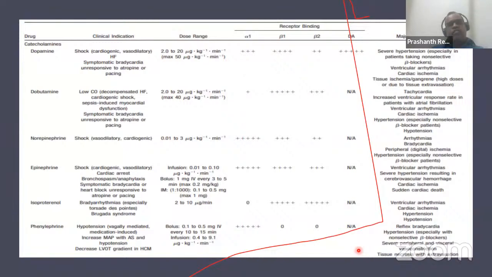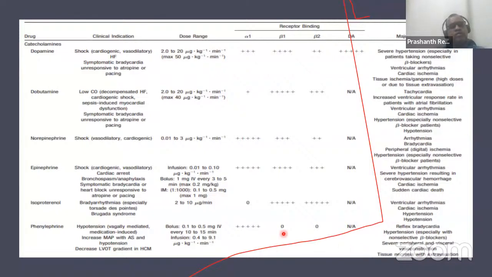It is an agent of choice and can be used in shock. But nowadays, it is not the agent of choice, as I said, because of the significant tachycardia which it causes. And even in renal dose also it is not preferred nowadays. It has not been shown to improve any renal outcomes. There is no improvement in the renal outcomes. So the renal dose of dopamine, the concept is outdated.